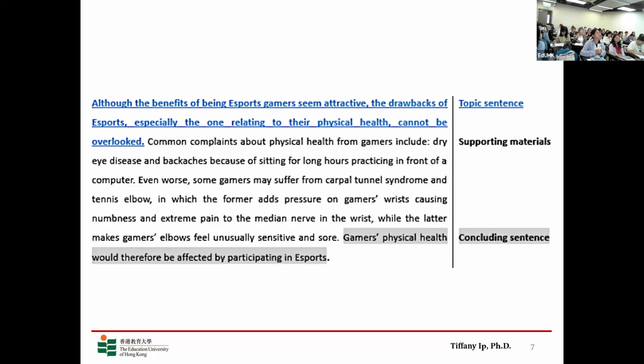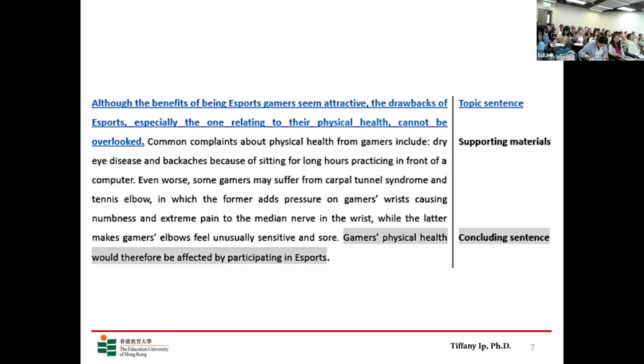Then this paragraph is not just about any drawbacks. It's about drawbacks related to physical health. So you have to mention that clearly in the topic sentence. And then in the concluding sentence, you also see the keyword physical health. "Gamers' physical health would therefore", so sometimes we can put "therefore" in the middle, or you start with "therefore", "would therefore be affected by participating in esports." The sentence structure looks a bit different, but the meaning is exactly the same.